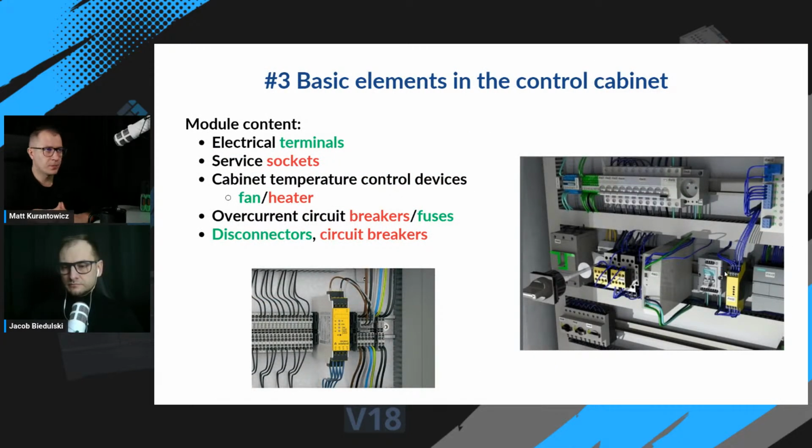Next module, here we will go to basic elements in the control cabinet, like electrical terminals, service sockets. We'll also talk about cabinet temperature control devices like fan and heater, and also air conditioner. We use for that special tools for selecting fan, heater, and air conditioner. What's more, we talk about overcurrent circuit protections, circuit breakers, fuses, and disconnectors.